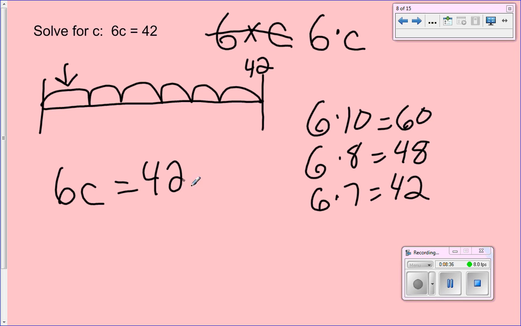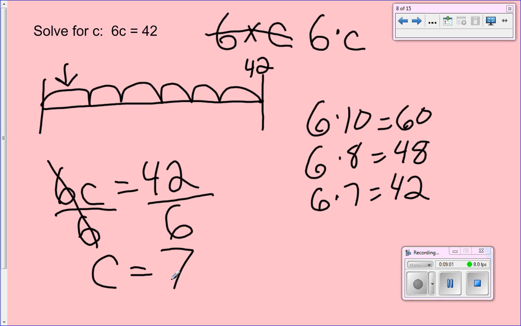If I were to use the same strategy that I've used before with canceling, I know that I have 6 of something over here and 6 of something over here, and I know that because they're equal. So I'm going to go ahead and divide each side by 6, and I'm going to use that fraction bar, which remember is also a division bar. So my 6's end up canceling over here. That leaves my c by itself. And then all I'm doing is 42 divided by 6, which is a fact that I should know. So c equals 7.